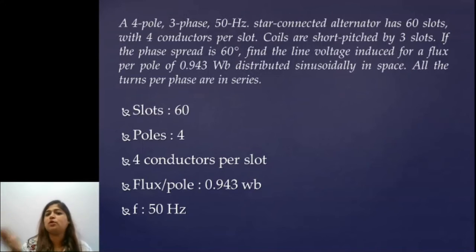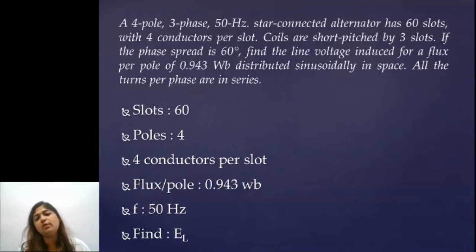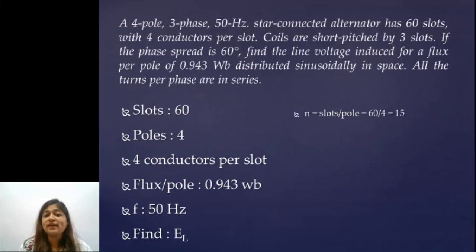See, in this problem, frequency is given, speed is not given. So frequency is directly given, we did not have to find it, and you're supposed to find out the EMF induced. You are supposed to find out line voltage, so obviously we will first find the phase value, because the formula always gives us the phase value, and then we will find out line voltage. Clear? So the very first thing we'll find out is n, slots per pole, which comes out to be 15 in this problem.